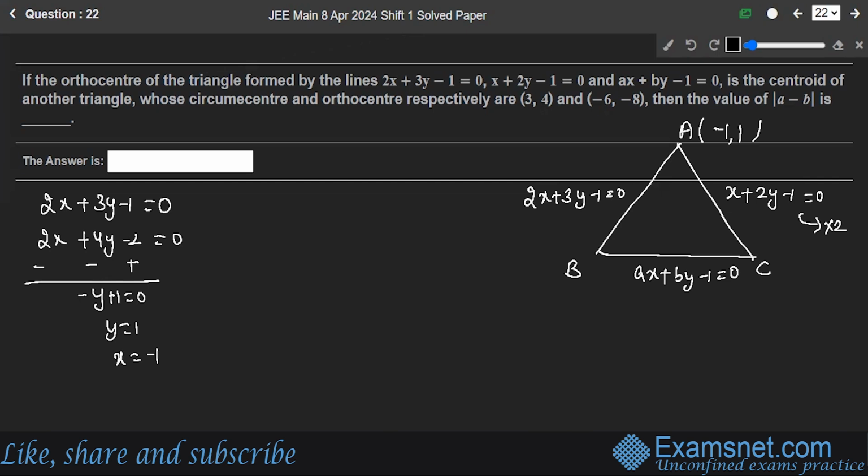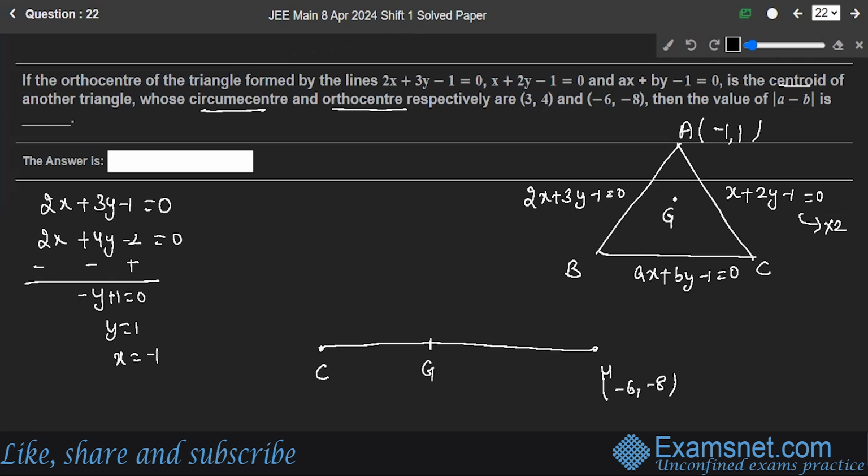Now, analyze the problem. It is saying the orthocenter of this triangle, let's say this is G, is the centroid of another triangle. There is one more triangle. This is the centroid of that triangle whose circumcenter and orthocenter are given to you. So let's consider only these 3: centroid, circumcenter, orthocenter. They are collinear, they are lying in a straight line. So let's say this is your circumcenter, this is your orthocenter, and this is your centroid.